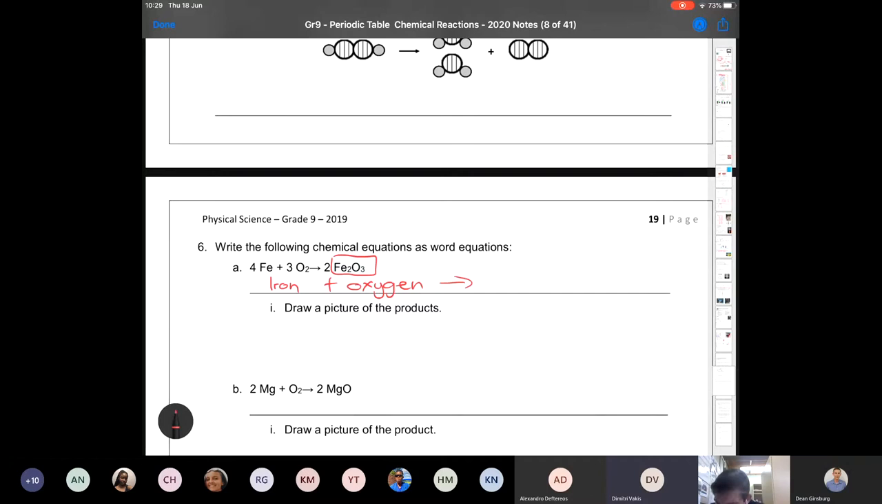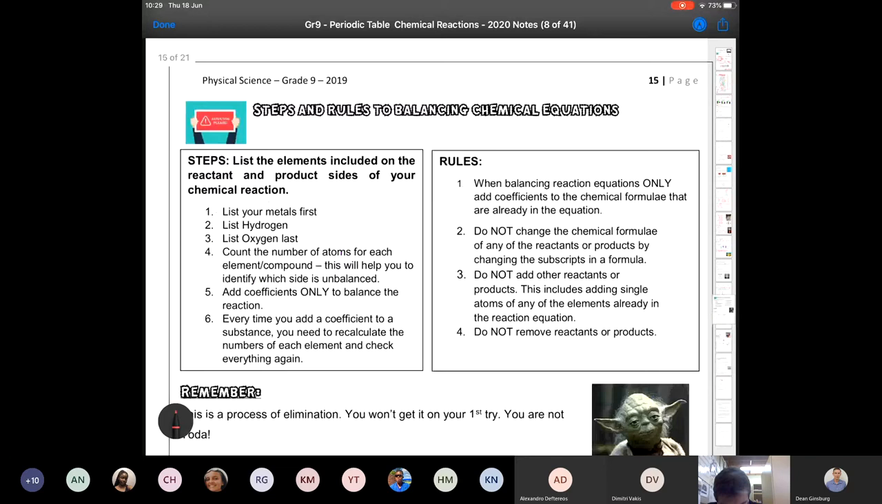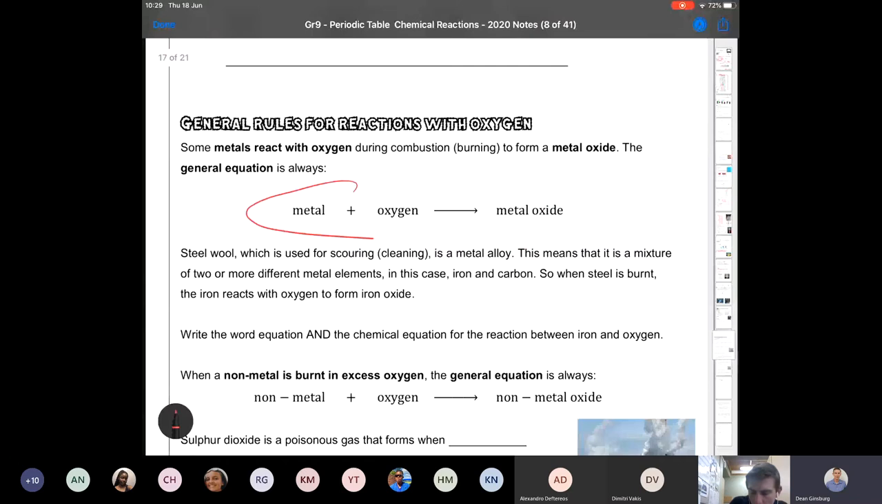No, not and. So you look here. We did these reactions of metals in oxygen in your last lesson. And here they are. Metal and oxygen gives you a metal oxide. So the example that you've got now is iron, Fe, plus O2 to give you Fe2O3, iron oxide. So the metal would be iron, and then oxide is because you've got oxygen with it.